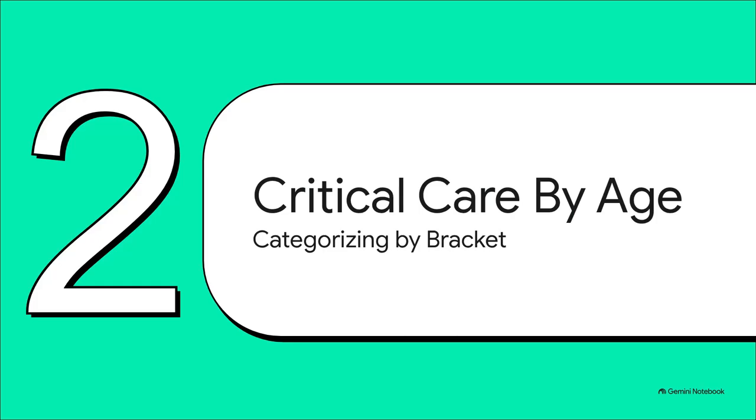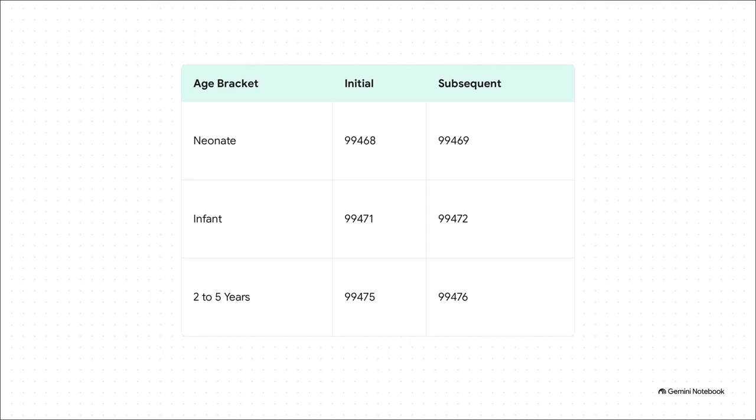Moving right along to Section 2, Critical Care by Age. Let's categorize these brackets. Now that we know we're billing per day, we have to look directly at the patient's age to lock in the right code. First up, the neonate. That's defined as 28 days of age or younger. They get CPT 99468 for the initial day and 99469 for subsequent days.